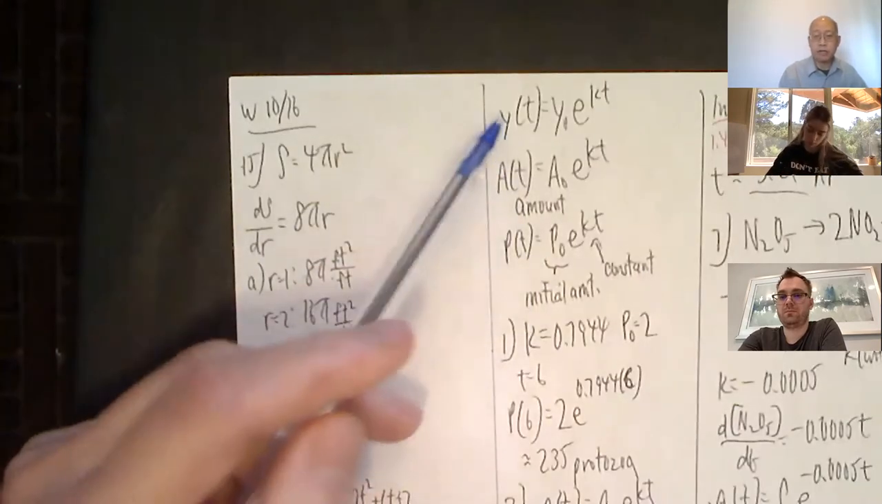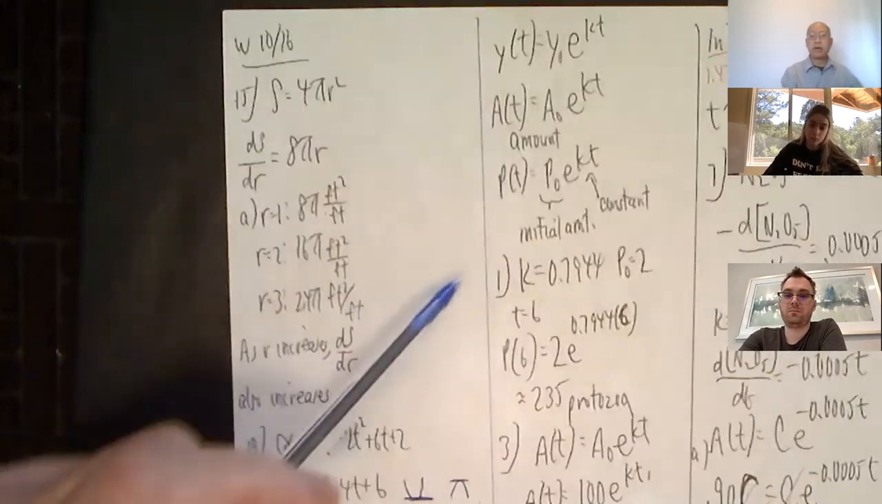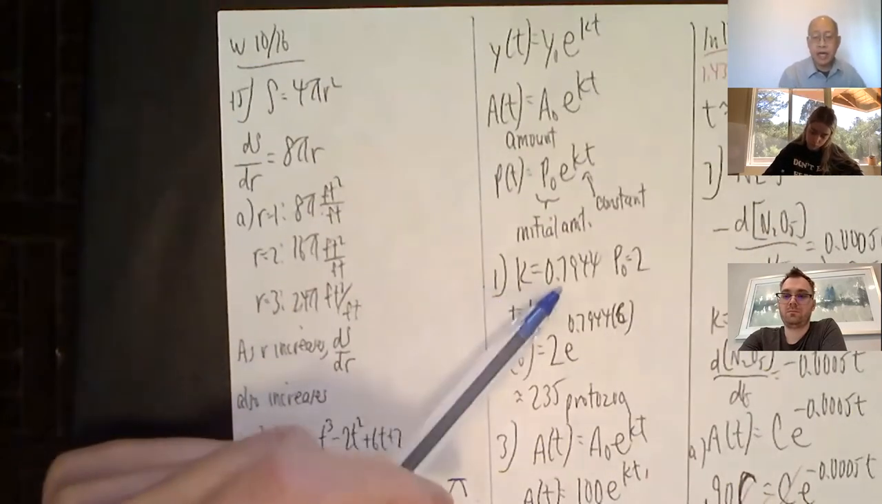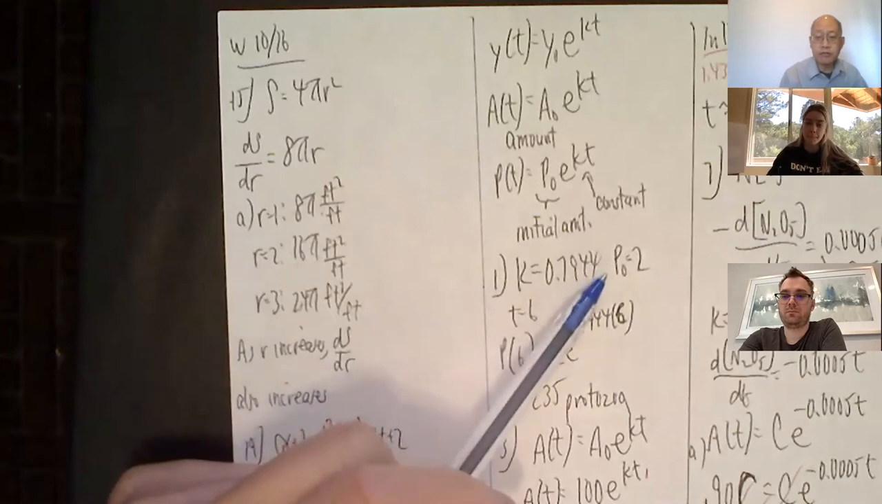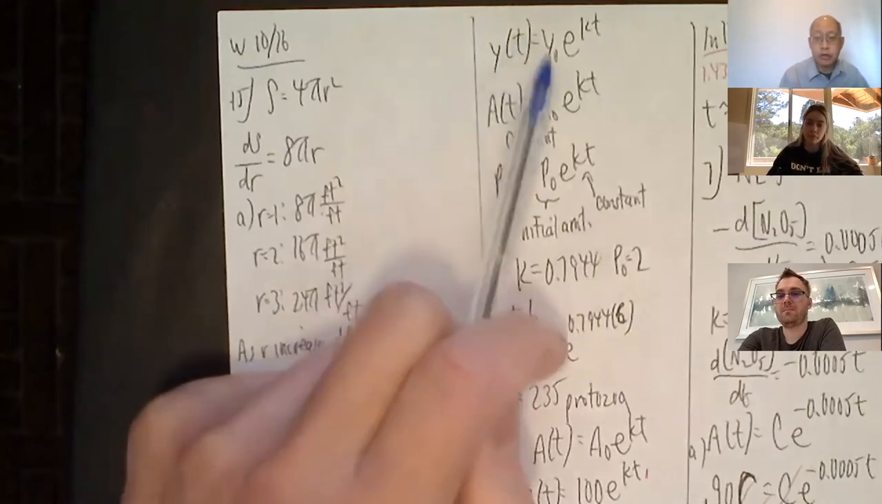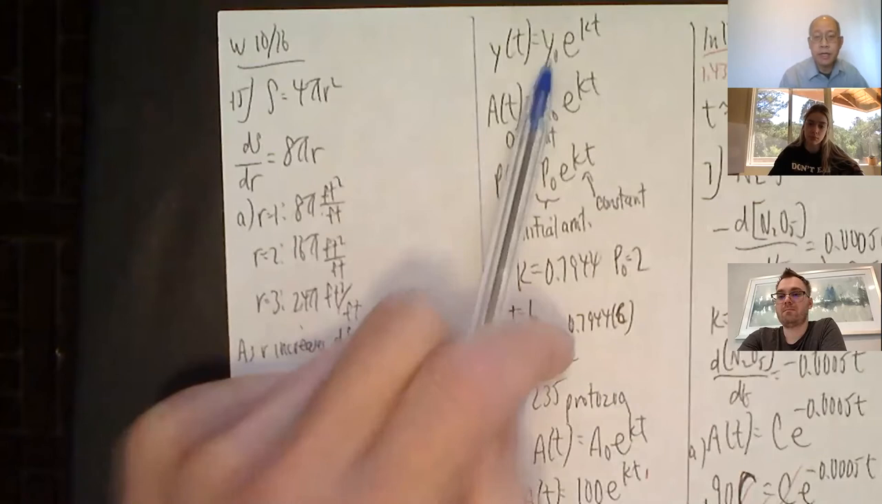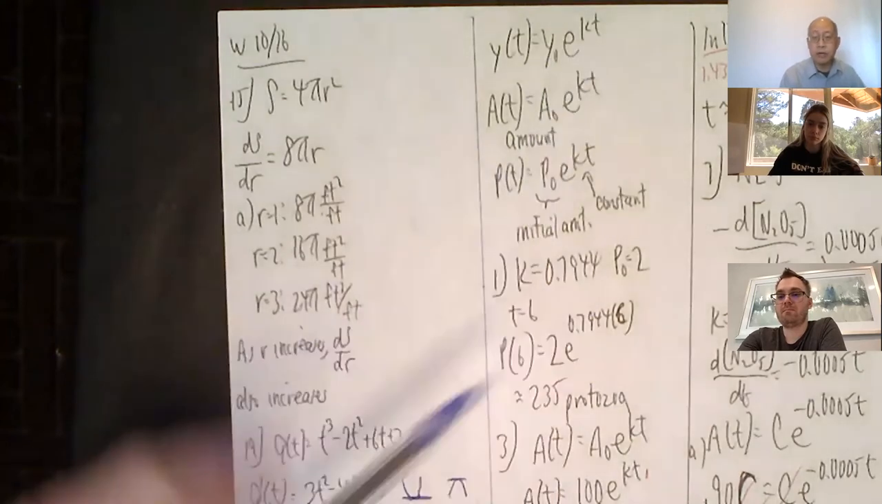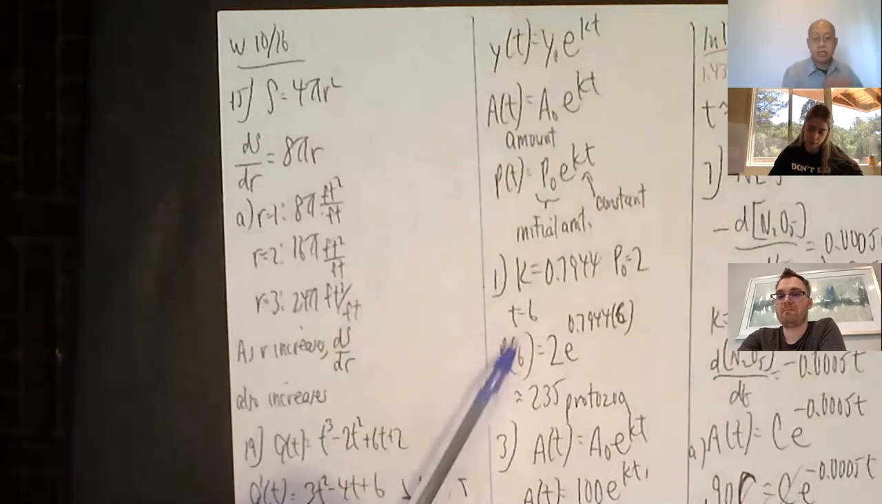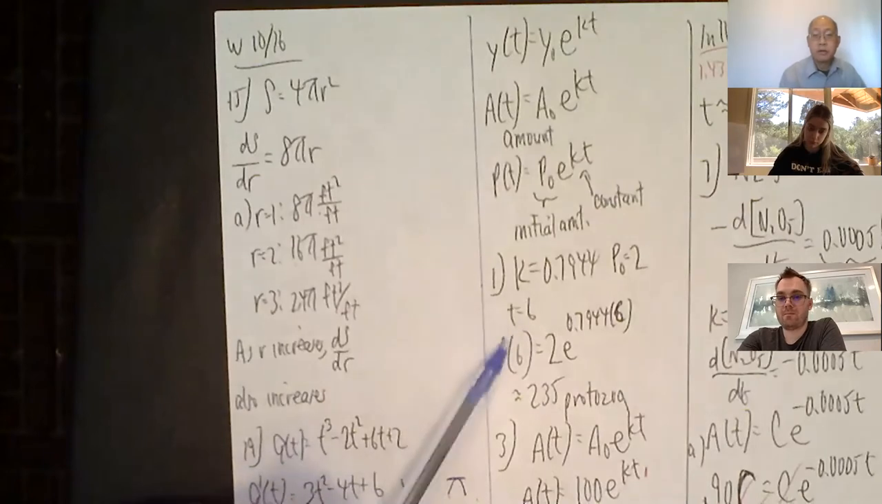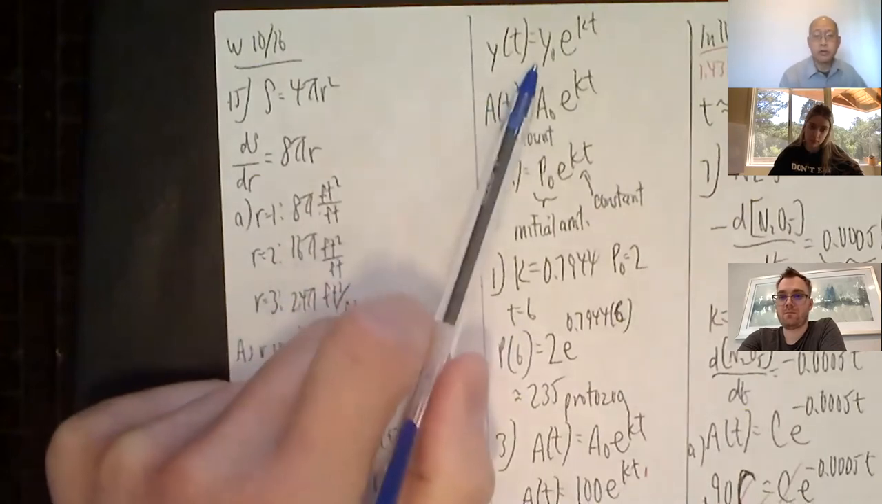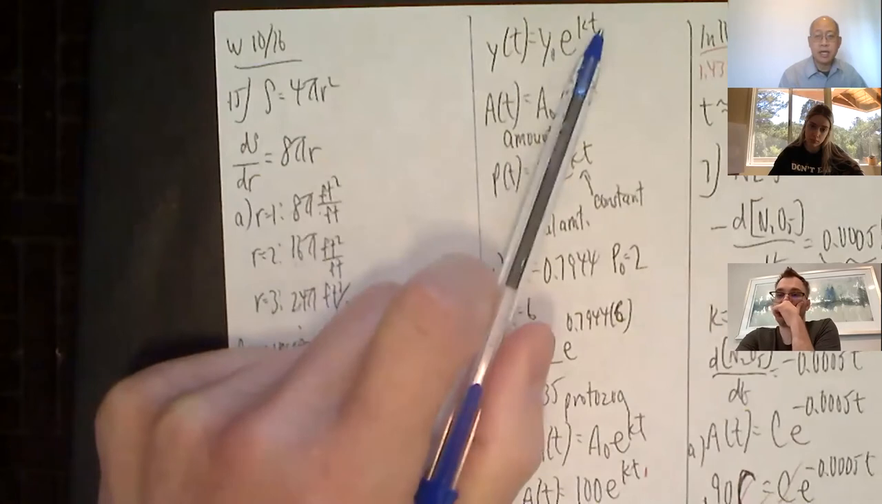It's in the recording. You can check this out, but they all mean the same thing. All right, so number one, to give you the K, to tell you, start off with P of 0 is 2. Okay, so 2 goes here. The K goes right up there. So my equation is P of T is equal to 2 e to the KT.